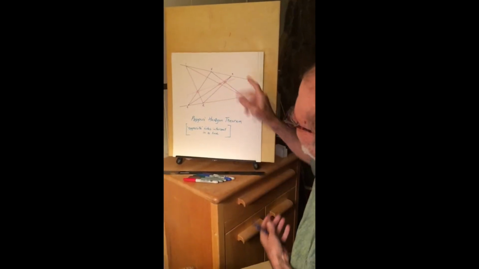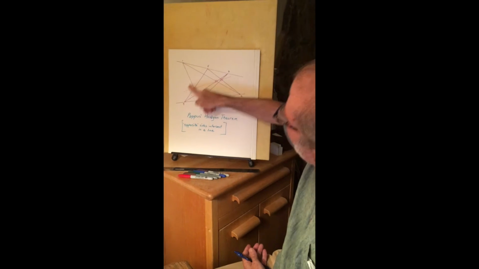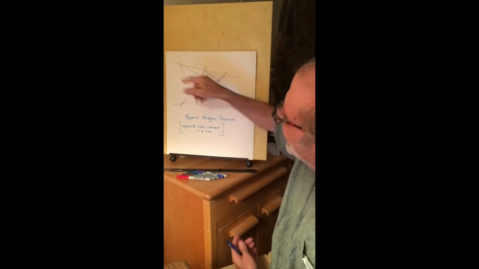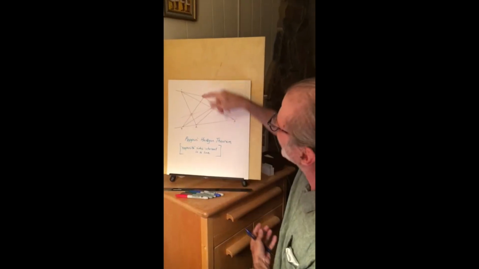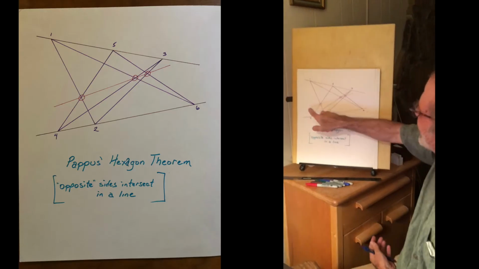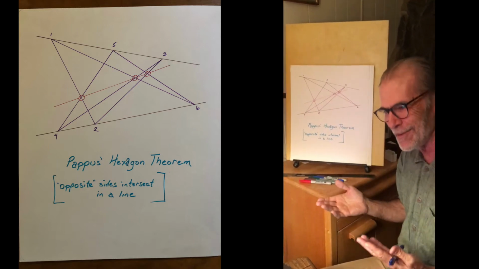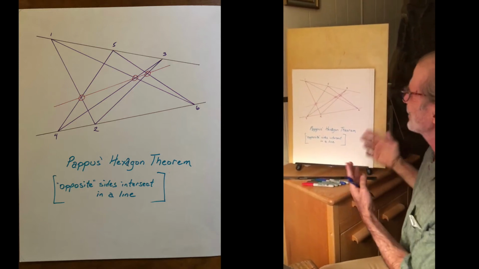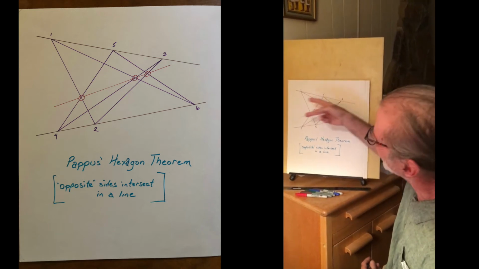There's a theorem that no matter how you draw your two lines and no matter where you put your 6 points, and they could be in any order, it could go 1, 2, 3, 4, 5, 6, it doesn't matter how you order them. If you intersect opposite sides, the intersection points will lie in a straight line. And that's kind of weird. It's kind of bizarre.